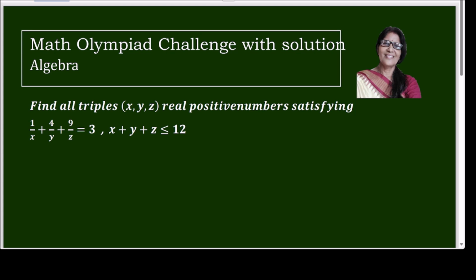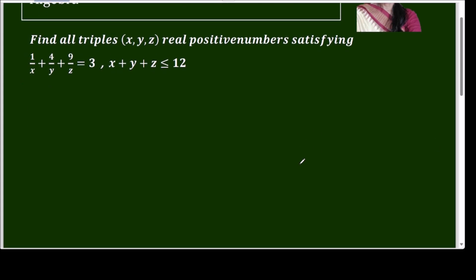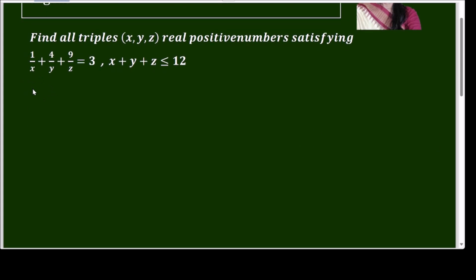So today it is a very interesting question from Math Olympiad challenge. It is based on number theory. Find all triples x, y, z real positive numbers satisfying 1 over x plus 4 over y plus 9 over z equals 3 and one inequation x plus y plus z is less than or equal to 12. So one is an equation and one is an inequality.